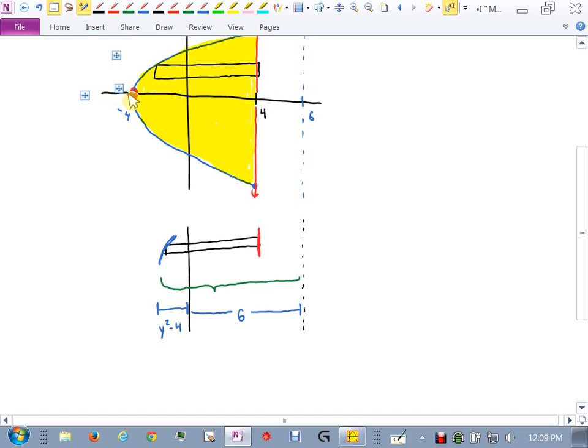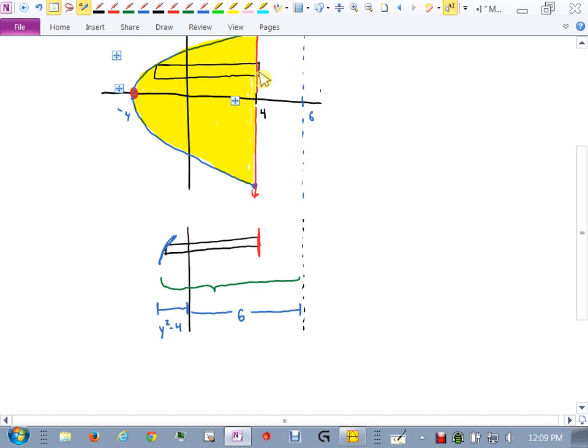What would that distance be from here all the way to here? Sorry, to here. What would that be? That'd be your 6 plus 4, which would be 10, right? Agreed? 10. So that outer radius would be 10. All right. So that's what would happen.